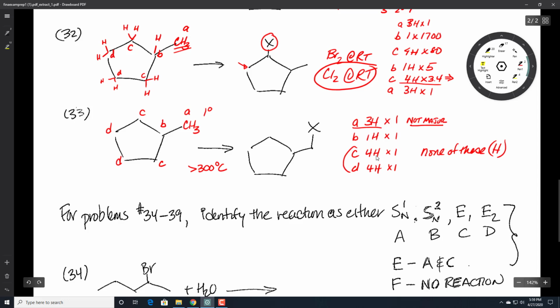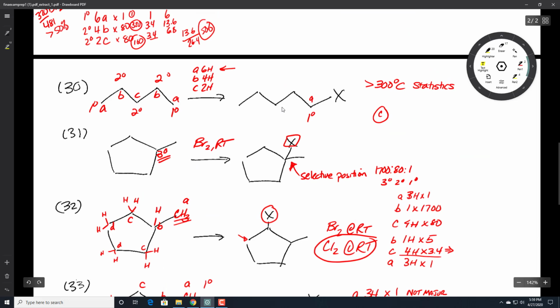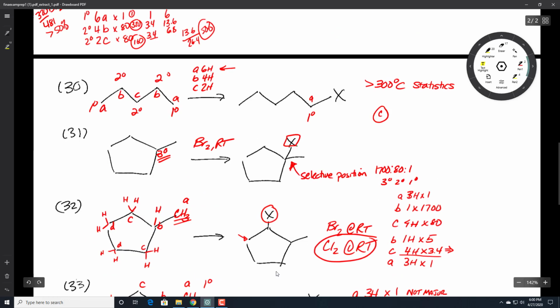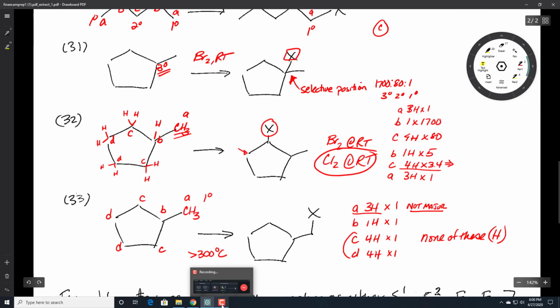So the whole idea of this set of problems was to think kind of backwards in terms of what conditions would I use to make this product as the highest percent yield. Okay, so that's how we would do those two sets of free radical halogenation reactions.